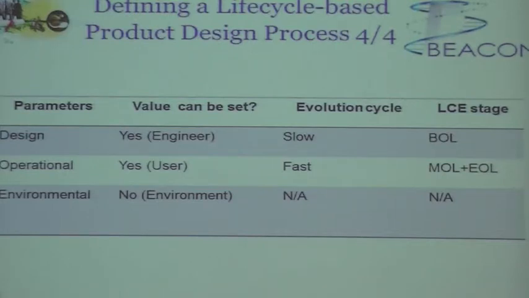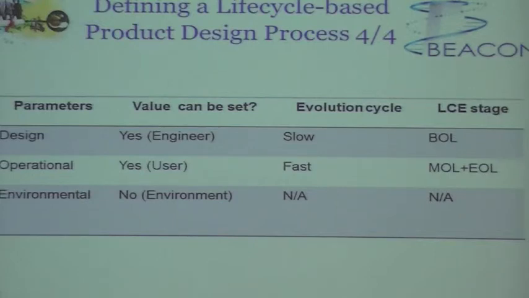The operational parameters are set by the user. The evolution cycle is very fast. Right now, I can take my phone and decide to use it to make a call. In a minute, I can decide to use it to play music. I just change the mode. So that is an operational parameter. And when is it being set? During the beginning of life and the end of life.